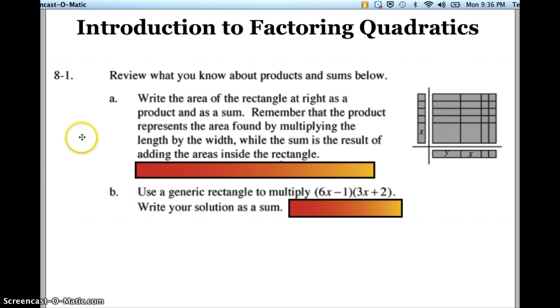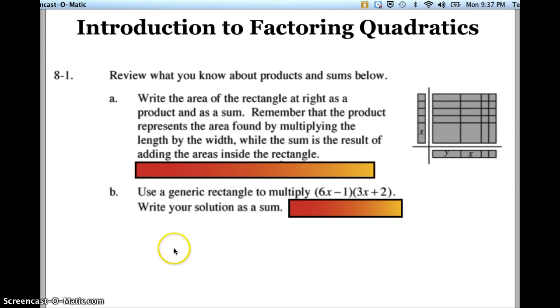Problem A says, write the area of the rectangle at right, which is this rectangle right here, as a product and sum. Remember that the product represents the area found by multiplying the length and the width, while the sum is a result of adding the areas inside the rectangle. Now, if you've forgotten how to do this, we did this back in chapter 5 of this book, and I think it was 5.1.2, where you wrote different rectangles as products and sums. So that's what you're going to do for the first problem. You just have to write this rectangle as a product and sum.